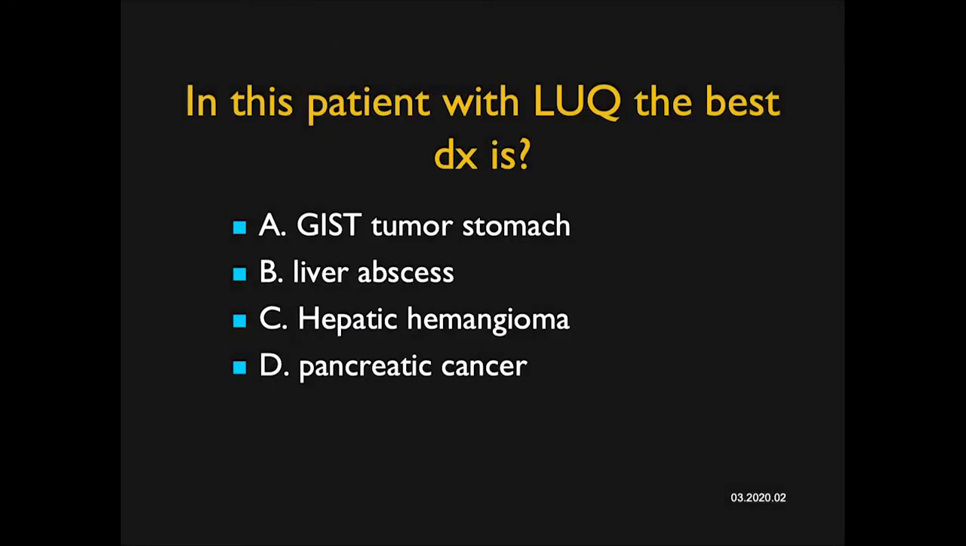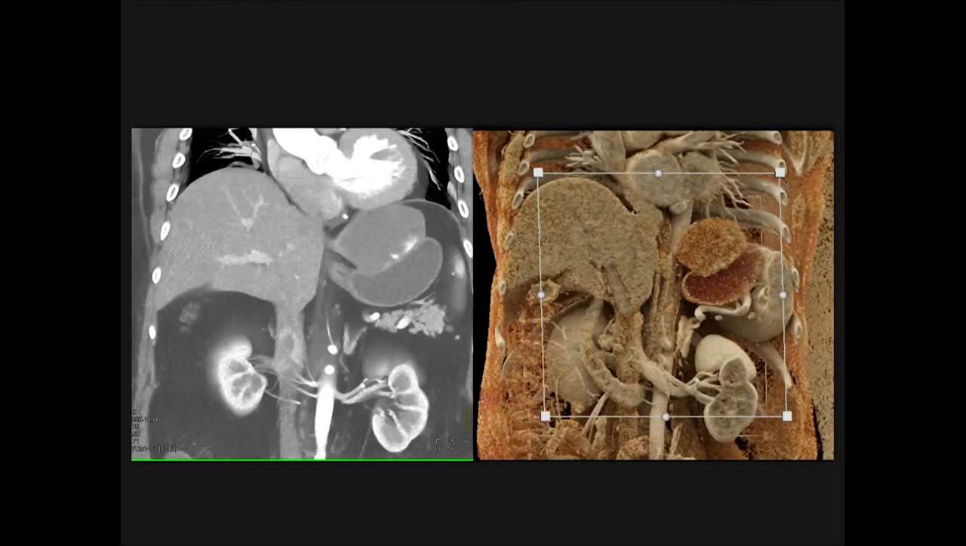In this case, I asked you what the best diagnosis is, and this is something I wanted to write up because I once made this mistake. If you look quickly at the images, you see what appears to be a mass coming off the stomach. You can see it very nicely on the cinematic as well, but if you look back on the images, you can see the peripheral enhancement.